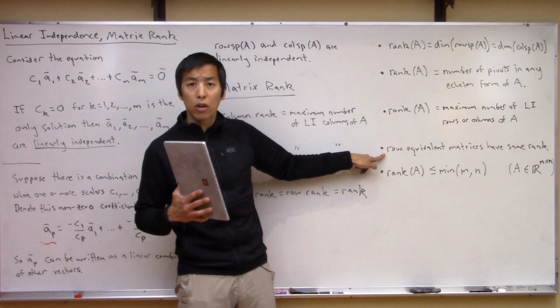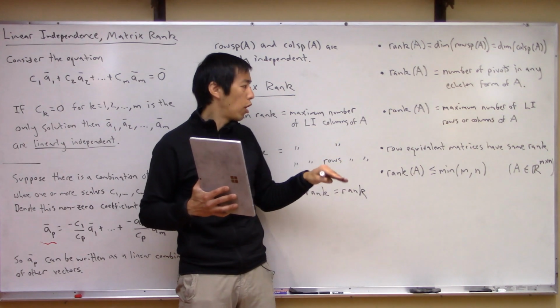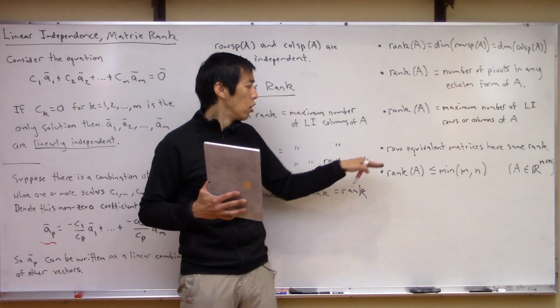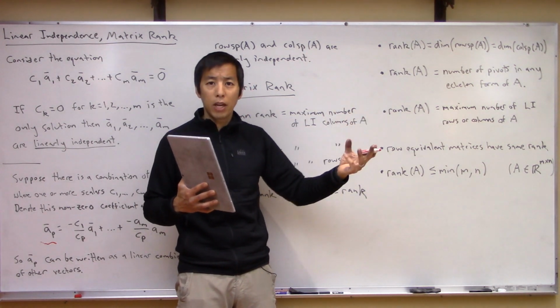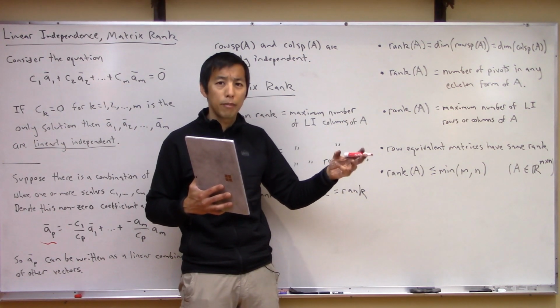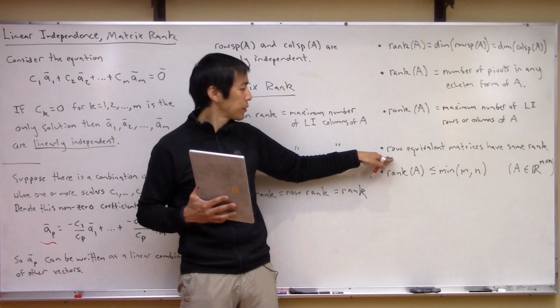This fourth bullet here we touched on earlier. We saw that elementary row operations do not change the fundamental row nature of a matrix. So row equivalent matrices have the same rank. If all you do on a matrix to manipulate it is perform elementary row operations, you do not change the rank of the matrix.